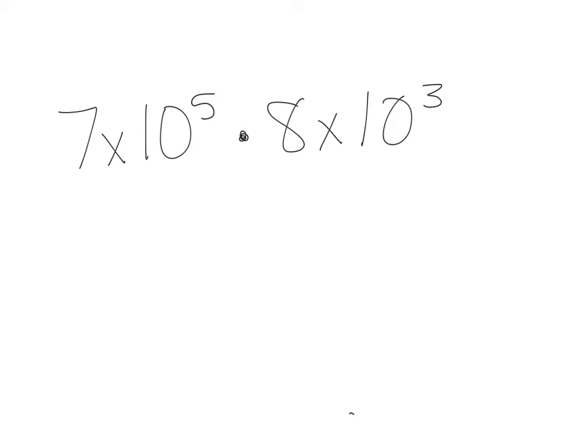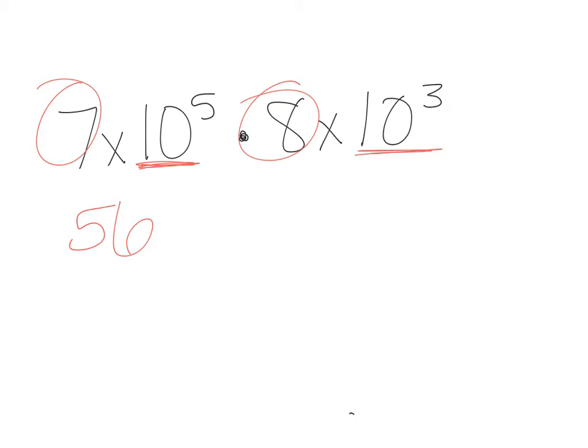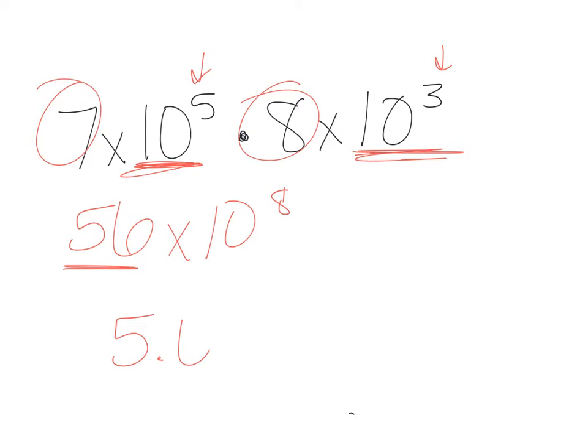So we would have 7 times 8, which is 56. And then we have 10 to the 5th times 10 to the 3rd. We're multiplying these same bases here, so we would add these exponents. So I would have times 10 to the 8th power. Problem is, this is not written in scientific notation correctly because we have two numbers in front of the decimal point. So if I wanted to put this value into scientific notation, then the value would be 5.6 times 10 to the 9th power.